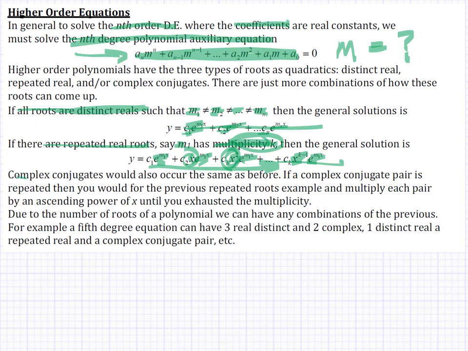And then finally, your complex conjugates, same as before. They come in pairs, and so you should have your e to the alpha x times c1 cosine beta x plus c2 sine beta x. Okay?